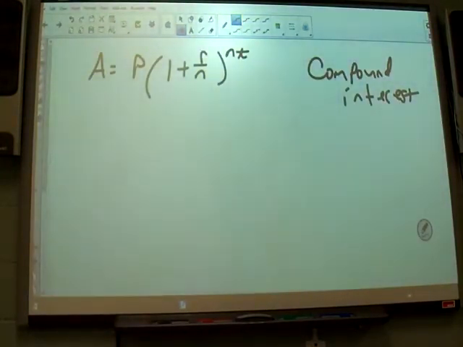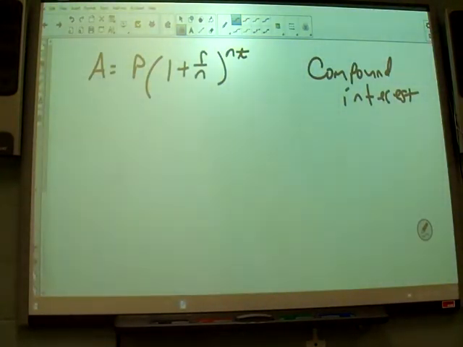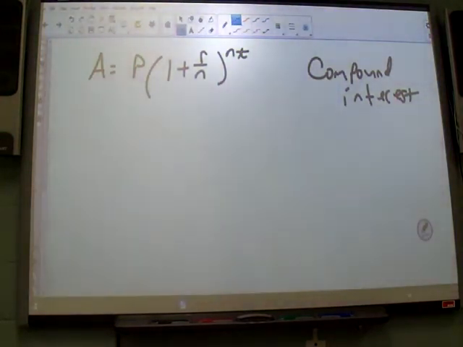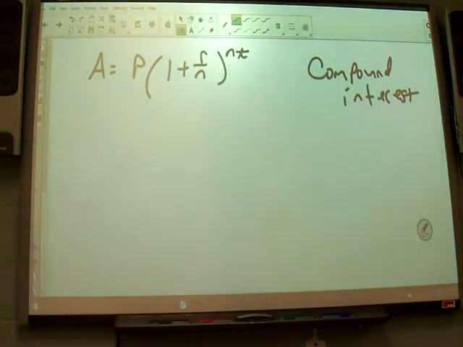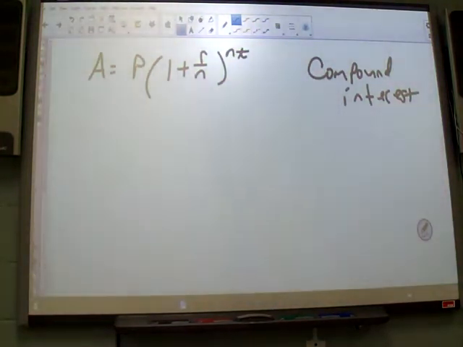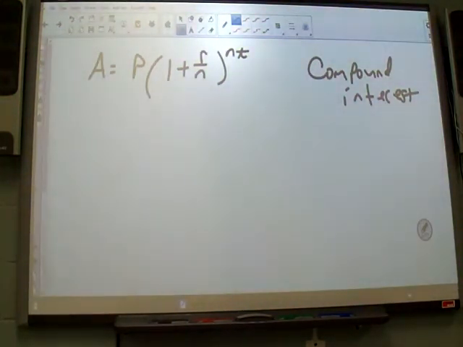Compounded interest is just how the bank calculates your interest. Like the simple interest, it's yearly. They do it once a year, that's it. Compounded, they could do it quarterly. They could calculate your interest 4 times a year. They could do it semi-annually, twice a year. They could do it monthly, 12 times a year. So you've got different variables that come into play on that.